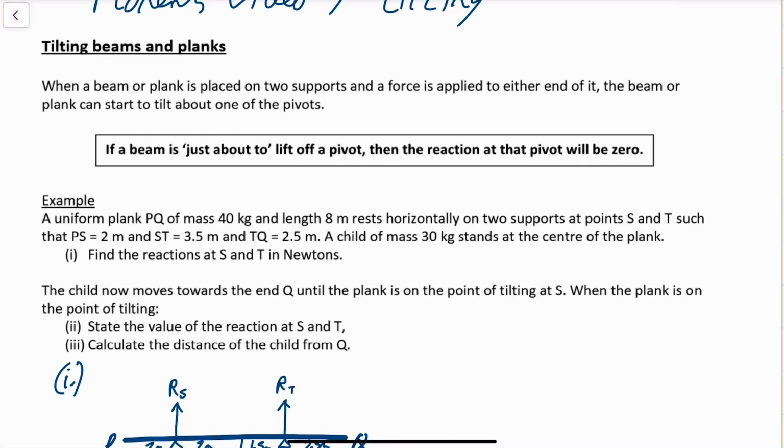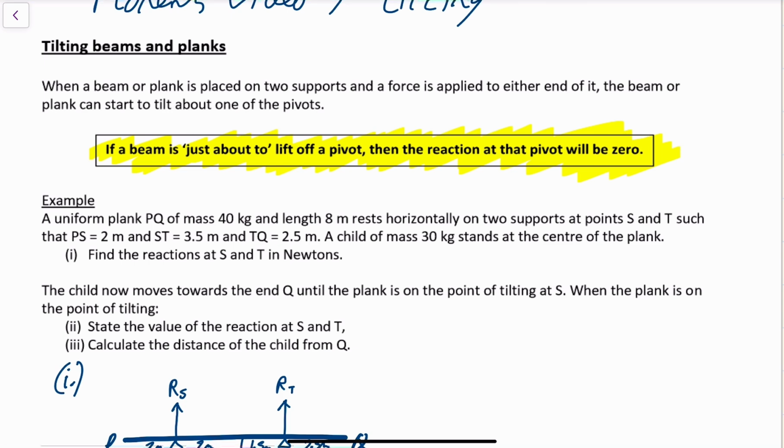In this video we're going to look at tilting beams and planks. So it says here, when a beam or plank is placed on two supports and a force is applied to either end of it, then the beam or the plank can start to tilt about one of the pivots. And the key thing here: if a beam is just about to lift off a pivot, then the reaction of that pivot will be zero. Okay, we're going to look at one example on this.